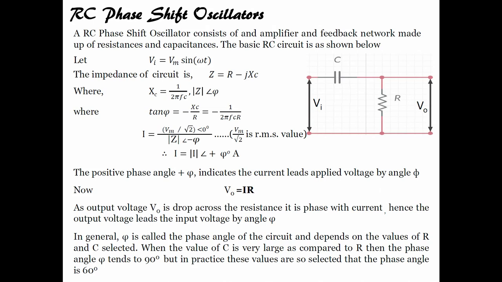In general, phi is called the phase angle of the circuit and depends on the values of R and C. When the value of C is very large compared to R, the phase tends to be 90 degrees. So, for a single C and R, if the value of C is higher, we can get a phase shift of 90 degrees, but in practice these values are selected so that the phase shift is 60 degrees. We have to adjust R and C such that we have a phase shift of 60 degrees. Why? Because these RC circuits are used in the feedback.